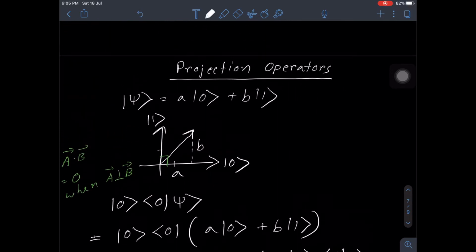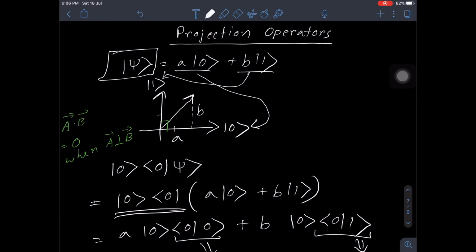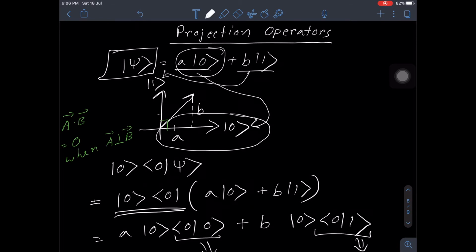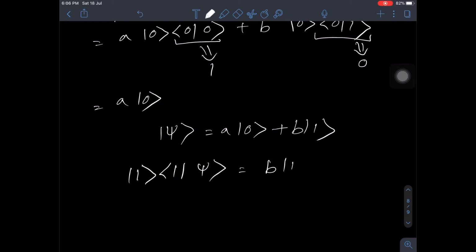Okay, so what you can see is that you have this psi, which is a combination of this vector in the x direction and this vector in the y direction. Your psi is in general a superposition of these two vectors, right? But what this operator |0><0| is doing is just keeping the part that is in the direction of |0>. Now if psi is a|0> plus b|1>, then if |1><1| acts on this psi, what you get is nothing but b|1>. So this is projecting you to the |0> direction, and this is projecting you to the |1> direction.